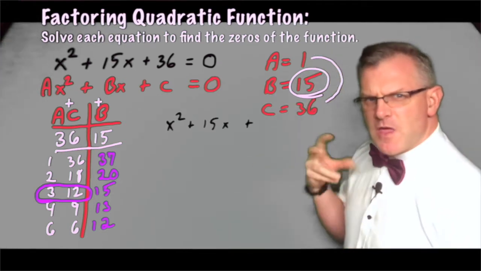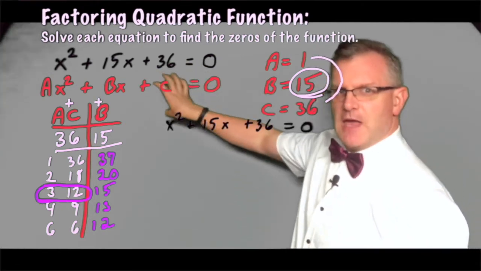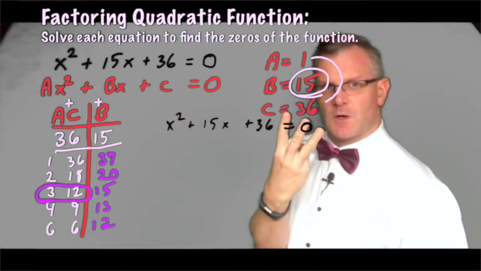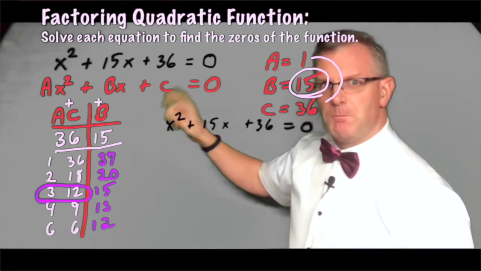Now, here's where the factoring piece comes in, because I had a trinomial, 3 terms. But to find the zeros, I need 2 binomials. I need 2 linear expressions.